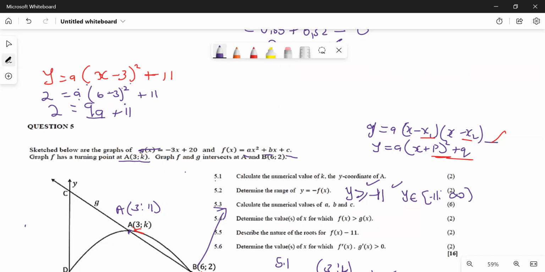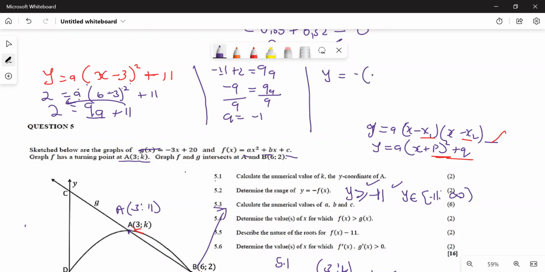And then you take this 11, it's positive, you take it to the other side. If you take it to the other side, what are you going to have? Then you're going to have minus 11 plus 2, which is going to give us minus 9, which is going to be equal to 9a. You divide by 9, you divide by 9. It says a is going to be equal to minus 1. Then you can say it means the equation can be written as y is equal to minus (x - 3) all squared plus 11.